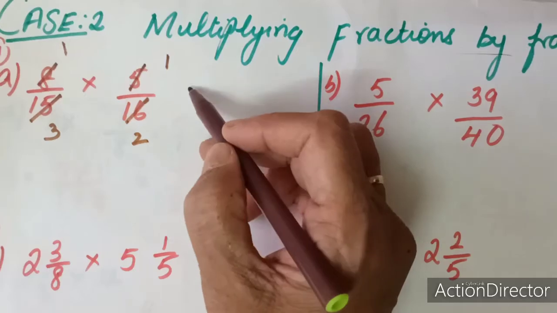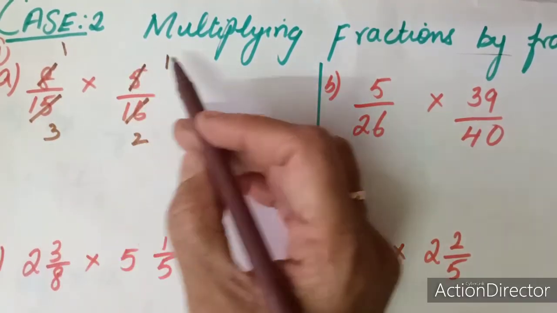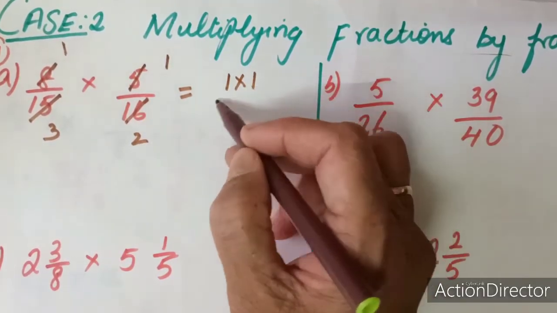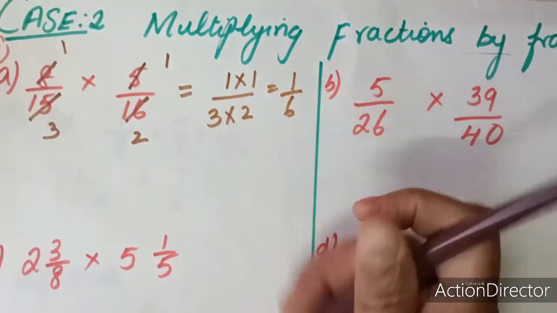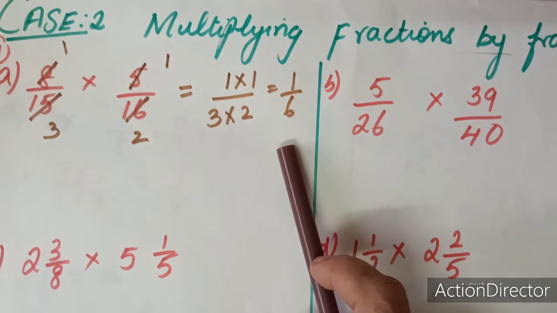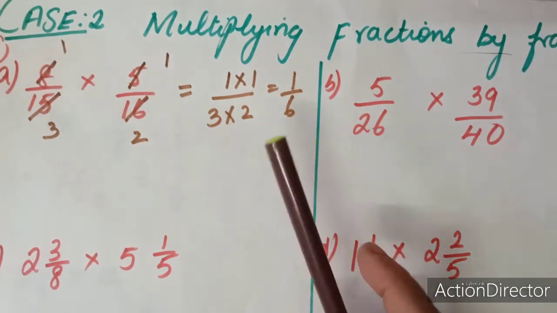So second step, multiply the numerators. 1 into 1 upon 3 into 2, which is equal to 1 upon 6. Now 1 upon 6 is a proper fraction, so I have to leave the answer as it is. Moving on to the second sum.